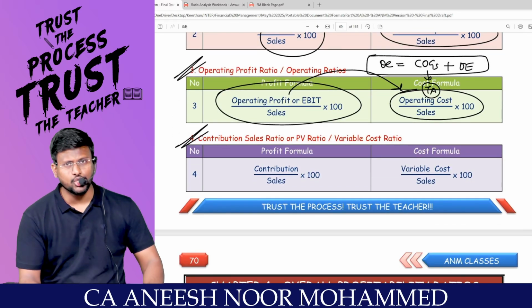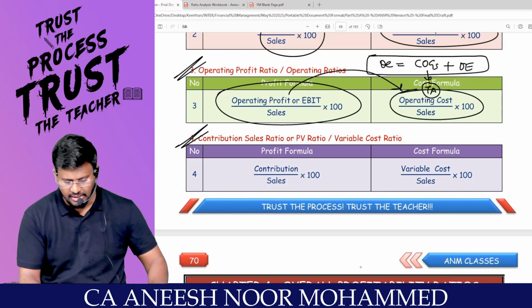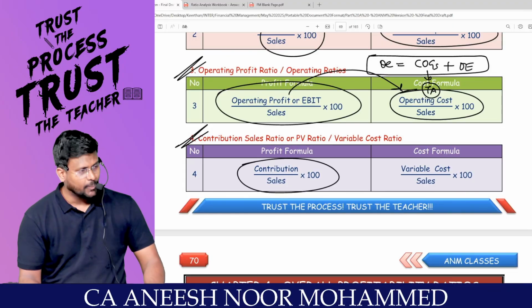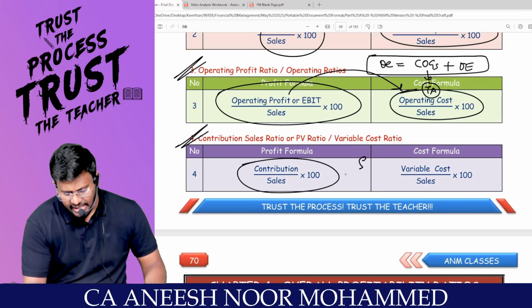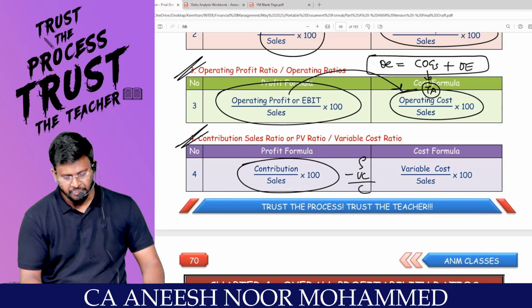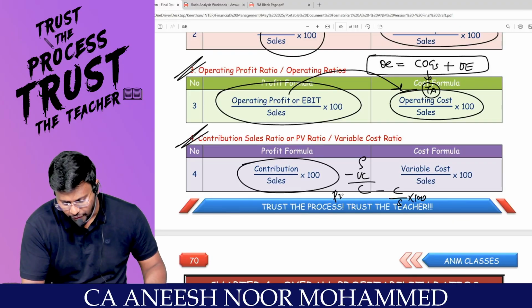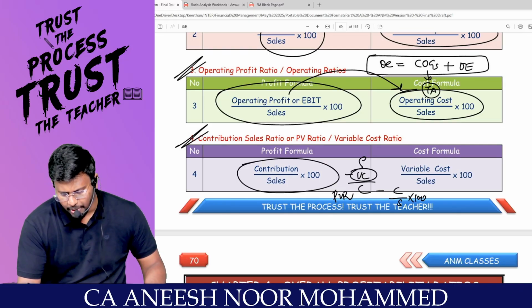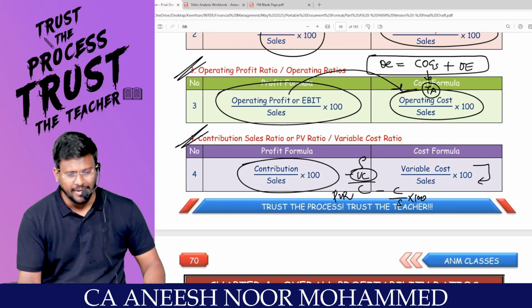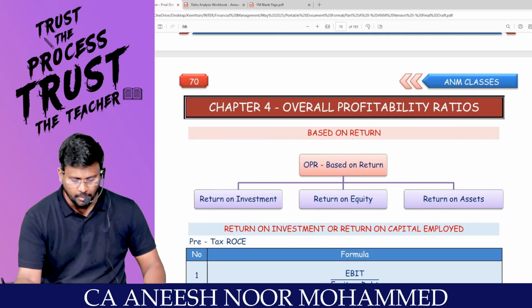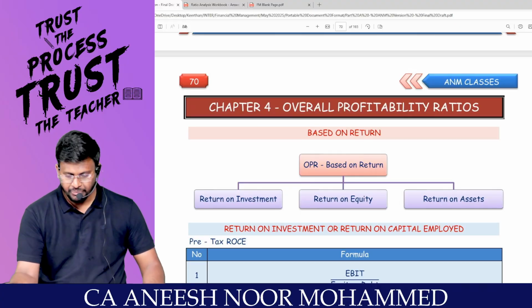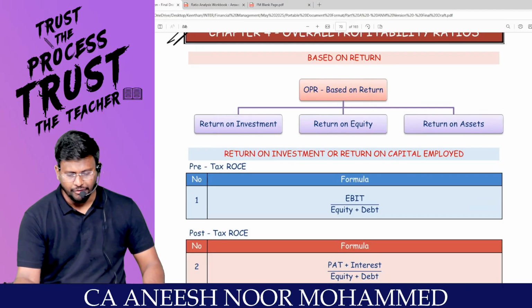Coming to the PV ratio, marginal costing, we are specialized in that. Contribution divided by sales into 100. Sales minus variable cost is contribution. Contribution divided by sales into 100 is called profit volume ratio. Coming to variable cost ratio, variable cost divided by sales into 100. Comfortable? I'm coming to the overall profitability ratio.